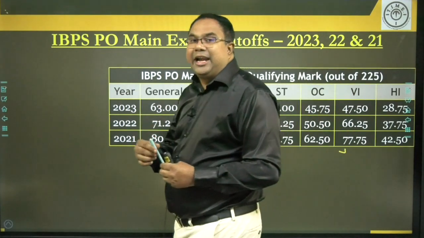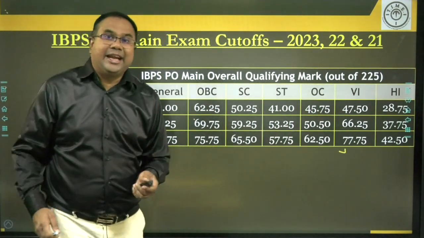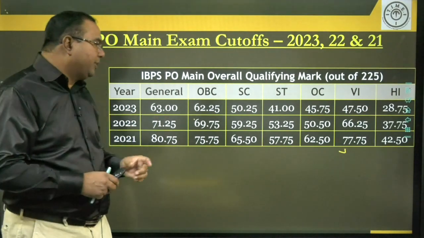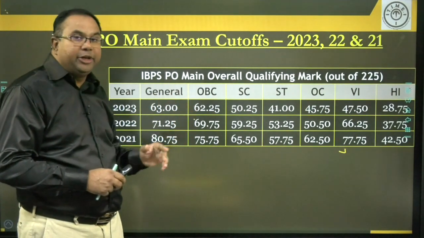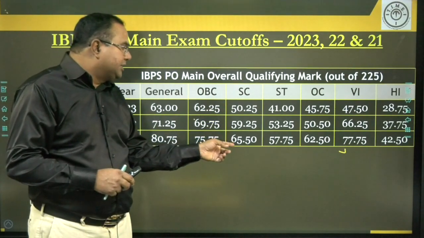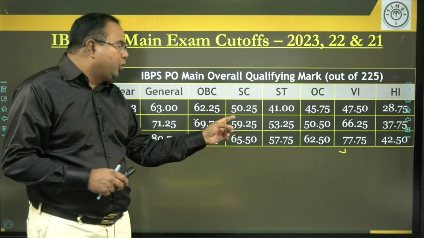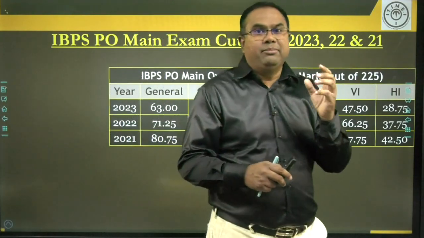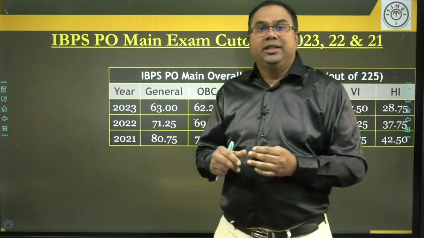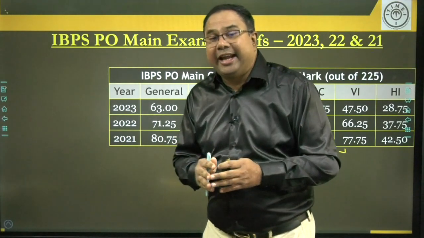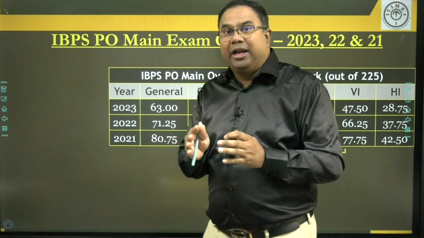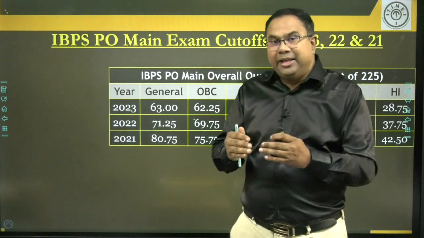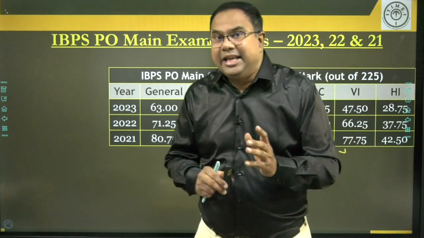Not only for general category, if you observe other categories also, you can see a drop in the overall cutoff marks. For OBC 75, 69, 62. For SC 65.5, 59.25, 50.25. Clearly a drop of around 7 to 10 marks per category this year. This itself indicates the overall paper was not easy compared to last year. So year by year the difficulty level of the paper is increasing.